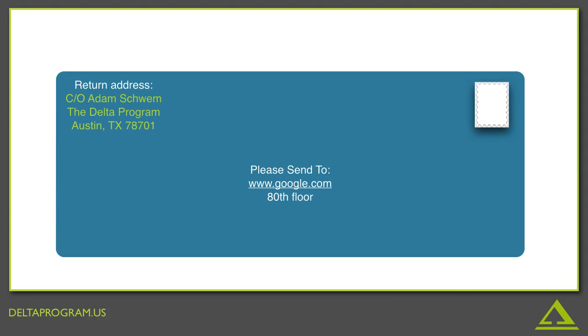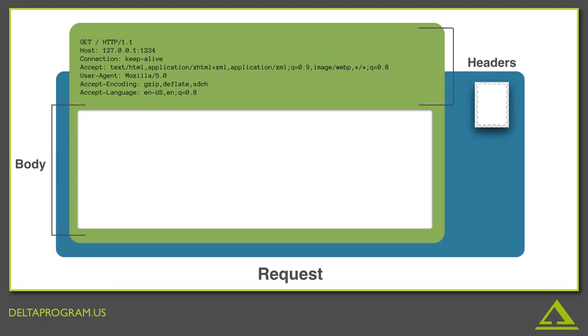Think of these little chunks of HTTP data as being like an actual piece of mail. You have a return address, which is your client, or mobile phone, or even your computer, and then you have a destination. So for instance, here we're sending a request to google.com, 80th floor. We'll get more into that metaphor in a second. But let's look at what it looks like to the computer.